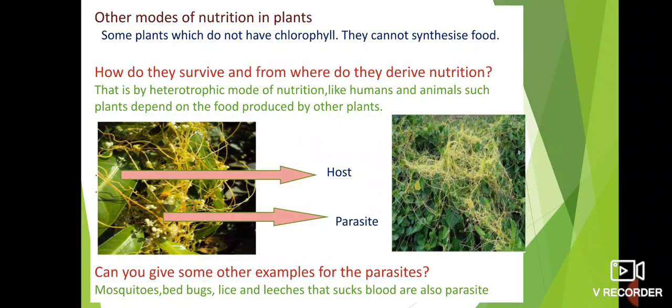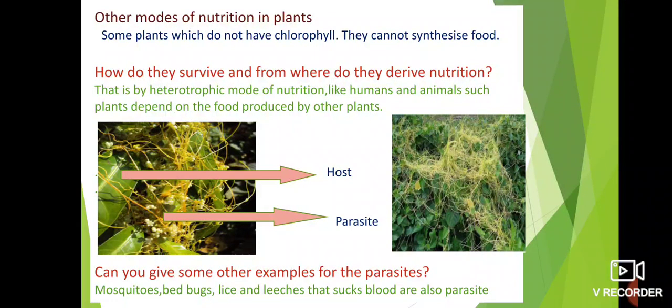Some plants which do not have chlorophyll can't synthesize food. Yes, the plants which have chlorophyll prepare their own food. But some plants do not have chlorophyll. How do they synthesize their food? They will not synthesize their food because they depend on others for their food.